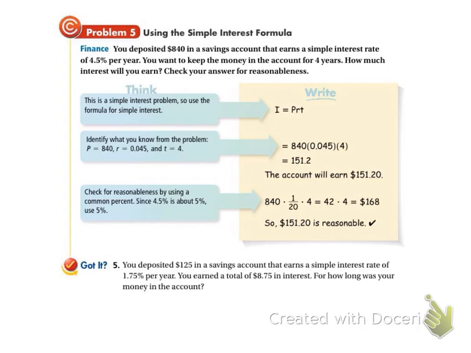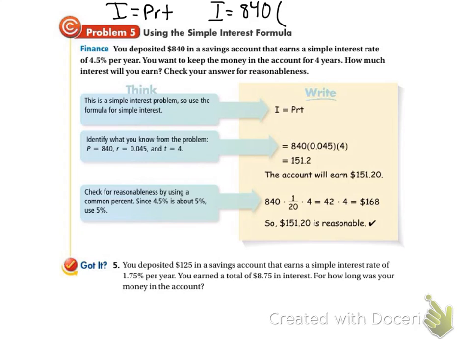So here's an example. Let's do theirs. You deposit $840. Just a second, let me write PRT up here. $840 in a savings account that earns a simple interest rate of 4.5% per year. You want to keep the money in the account for 4 years. How much interest will you earn? So P is how much I put in. So 840 goes in for P. R is the rate. So my rate is 4.5. I need to put that in as a decimal.